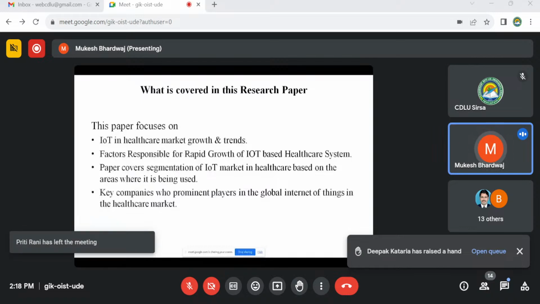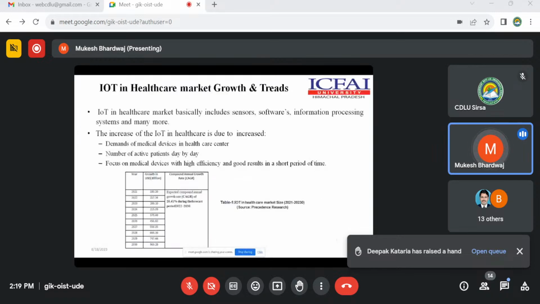Next, the paper covers segmentation of the IoT market in healthcare based on the areas where it is being used. It's a very important part, sir. Key companies who are prominent players in the global Internet of Things in the healthcare market. Today, sir, we are living in a digital environment, so we require IoT in the field of medical science. IoT in healthcare market growth and trends is in my table, in table format, for 2021, 22, 23, and 2033. It will be approximately 960 billion users who use these IoT trends.